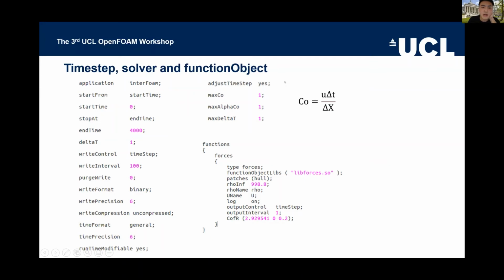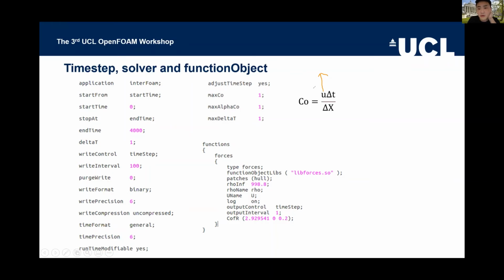However, I highly recommend you use adjustable time step, where you set a Courant number to be maximum 1 or something. The Courant number will automatically calculate a time step for you. So I will maybe draw something here. U is the velocity of the... actually, let me be more clear.